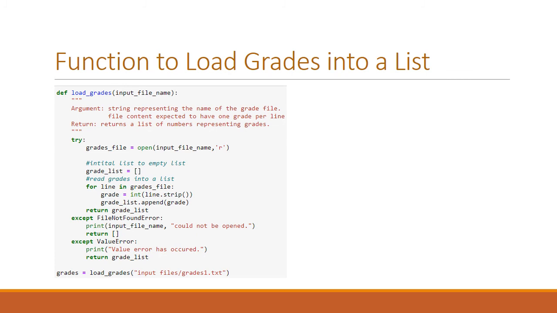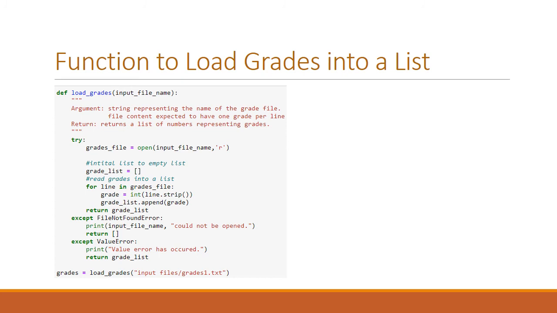And when we're done with that for loop, we're done processing every line in the file, we're going to return our grade list. Some errors that we need to worry about is if the file wasn't found, and if we're not able to open the file, we're going to specify that the name that they gave us could not be opened, and we're going to return an empty list.